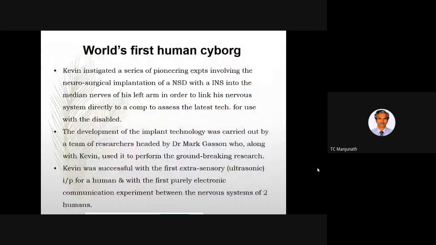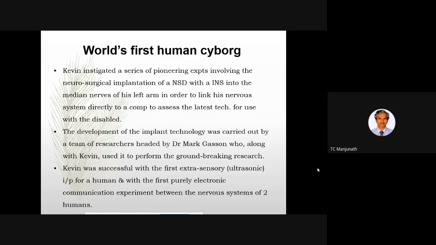Kevin investigated a series of pioneering experiments involving the neurosurgical implantation of a nanoscale device into the median nerves of his left arm, in order to link his nervous system directly to a computer and assess the latest technology for use with the disabled. Disabled people cannot speak correctly, and they cannot think properly either. So we mainly work on disabled people. Their thoughts will be stored in the chip, and that data will be transmitted to a computer, which can be connected to a mobile or similar device. So we can come to a conclusion that the disabled person is having some problem, and we have to take some rectification action.